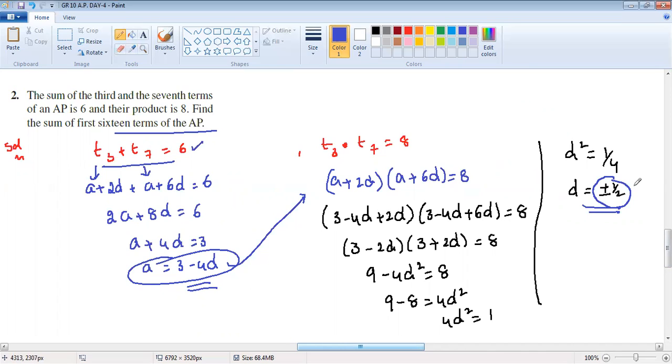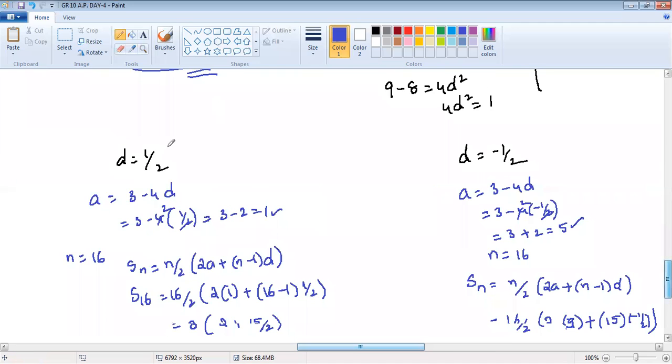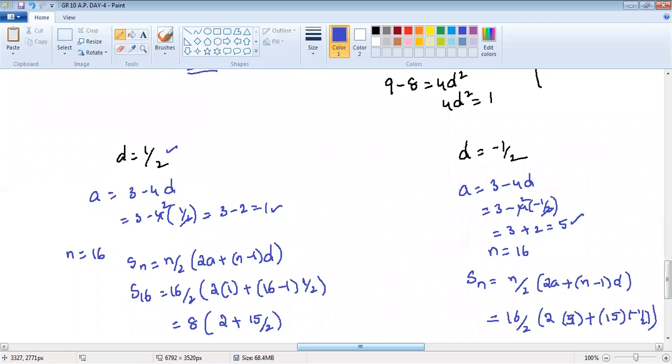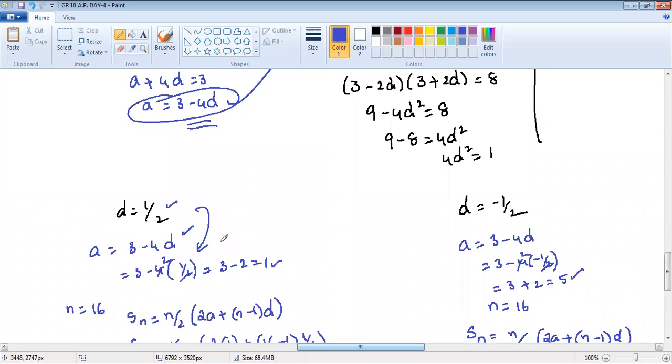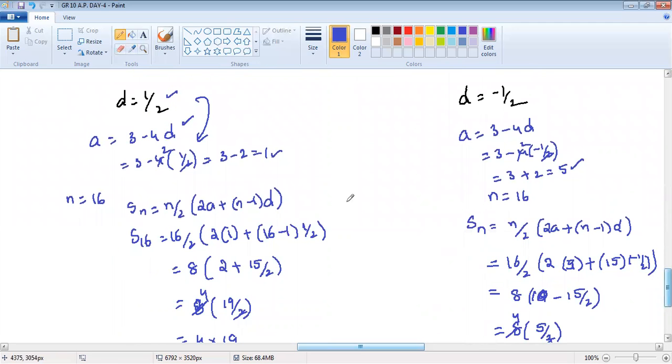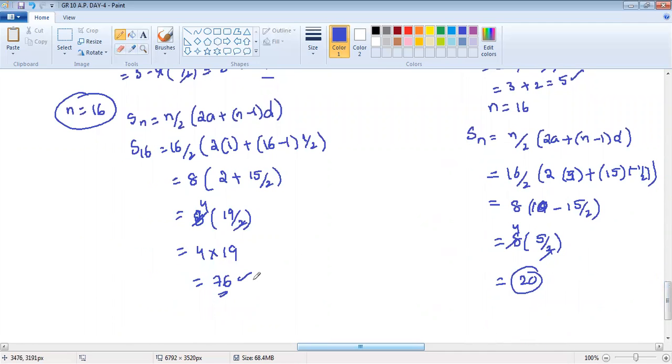So we have to be careful. When you apply the square root, it should be carried out to plus or minus. Now, if you take d value 1 by 2, as we know that a value, which is 3 minus 40, please substitute in this. When you substitute, you will get a value. So a value we know, d value we know, and they're asking n value 16. Then we got the answer is 76.